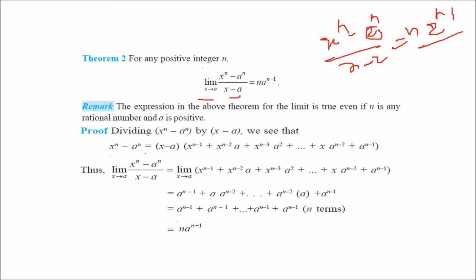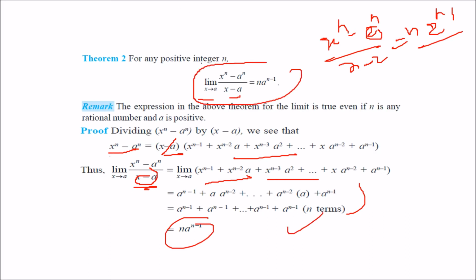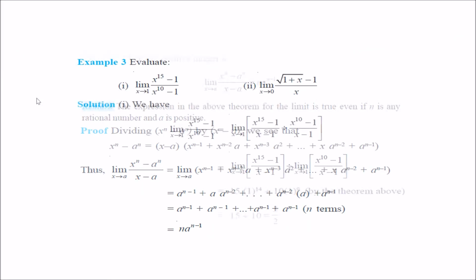So how can you get this? If I divide this, you know that x to the power n minus a to the power n is (x minus a) times a expansion. And since x minus a is the denominator, this gets cancelled out. So actually you are finding the limit of this only. And if you place x equal to a, you will get n a to the power n minus 1. So this is the theorem and this is the proof.